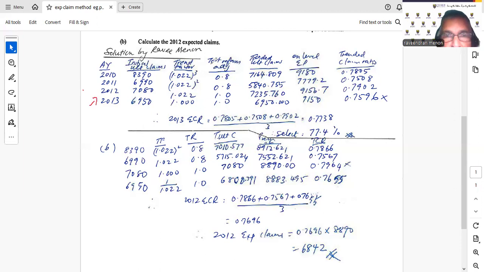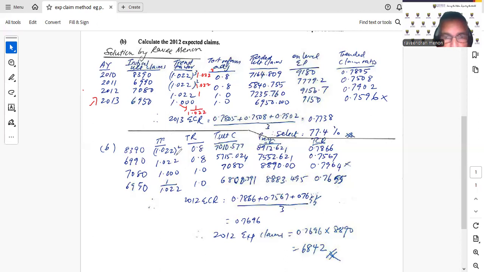We are looking at this trend factor. For example, this is 1.022. You divide this number by 1.022, you'll get 1. Then you take this number and divide by 1.022. So this becomes 1.022 and this becomes 1.022 squared. That's how I get all these numbers. So that's what I mean by we make 2012 the base. The rest of it is the same.